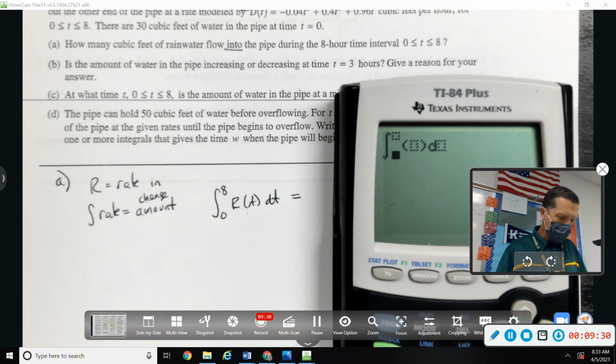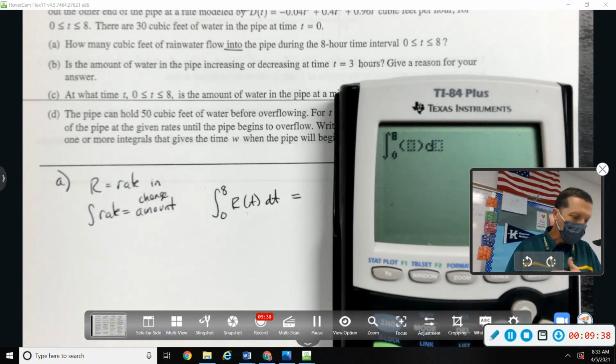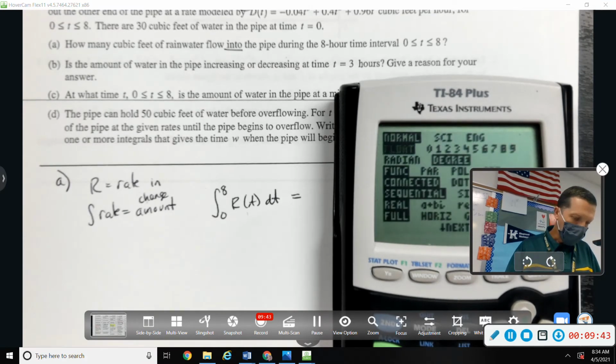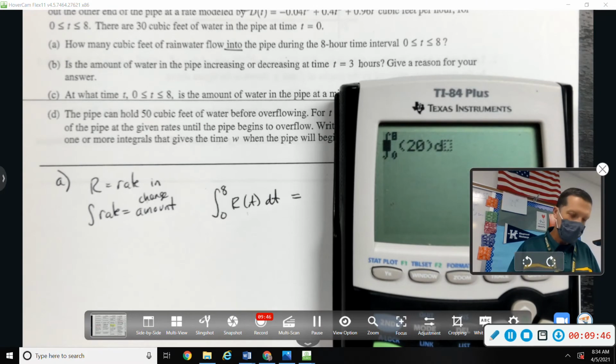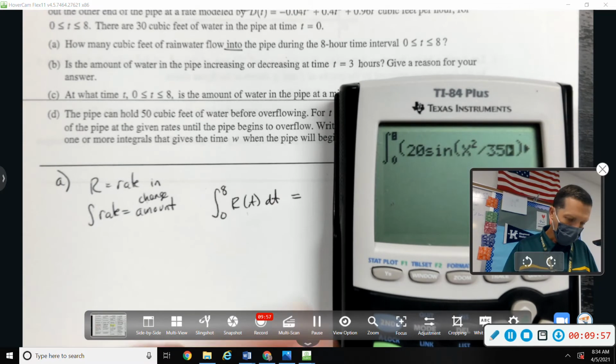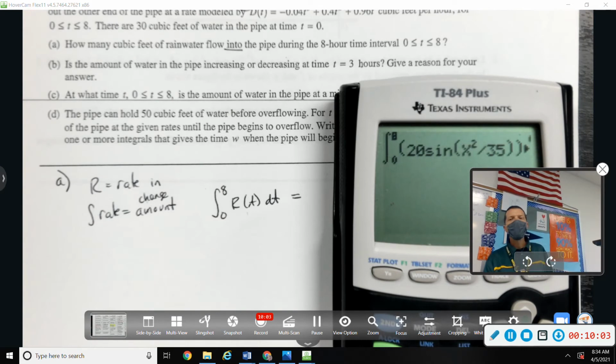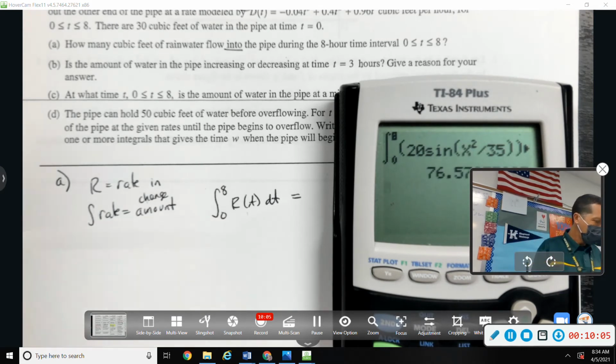So Math 9. Although I could do the thing where I put it in and look at it and see, and then integrate with y1 and y2, I think I'm just going to type it in. It better be in radians, which I almost was not. 20 sine of x squared over 35. I'm doing it in x, and if you want to put them in t's, that's fine. And so my answer is supposed to be 76.57.